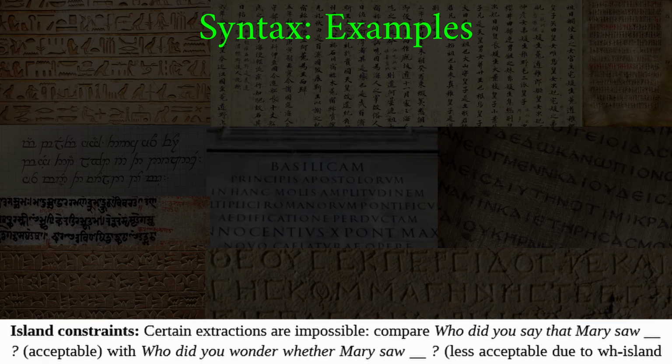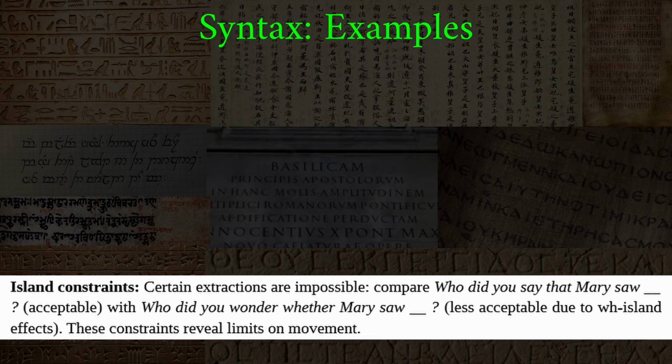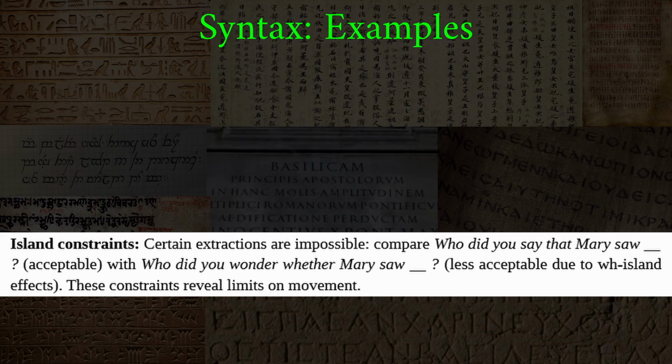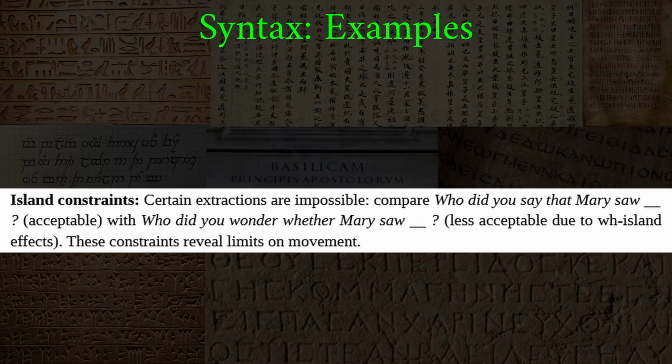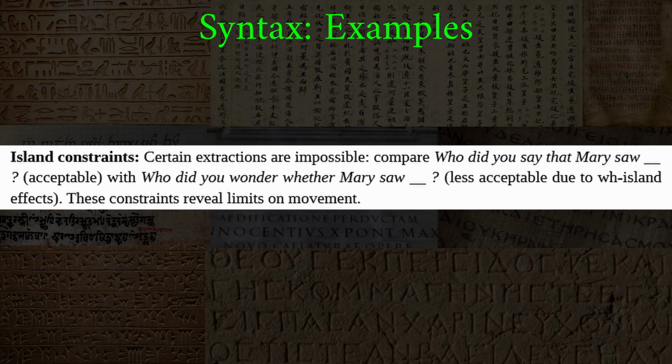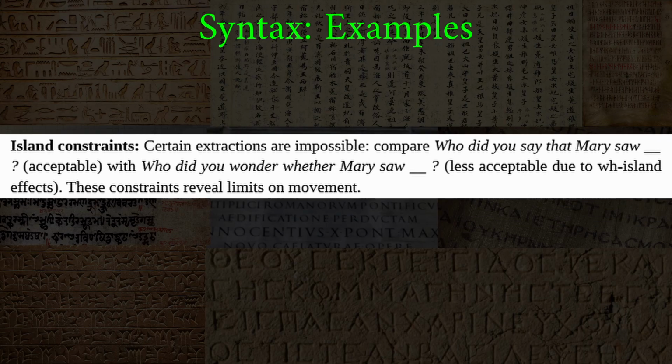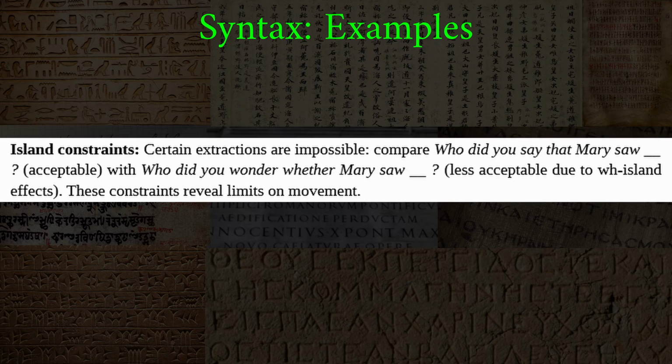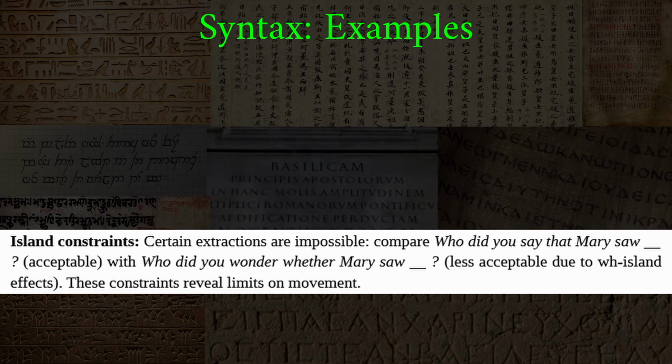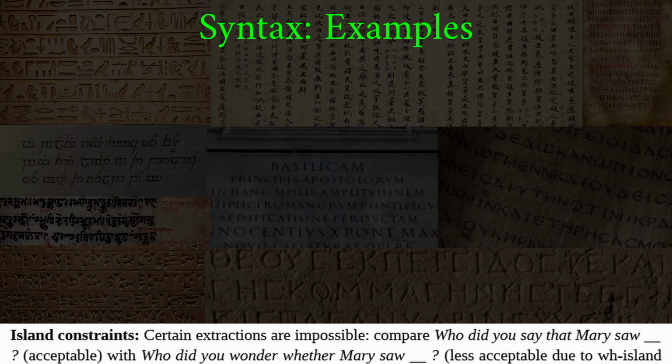We also have island constraints. You see, certain extractions are simply impossible. Compare: who did you say that Mary saw? This one is acceptable. Who did you wonder whether Mary saw? This one is less acceptable due to WH island effects. These constraints reveal limits on movement.